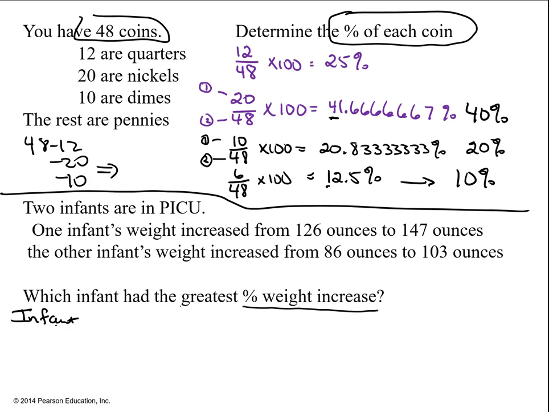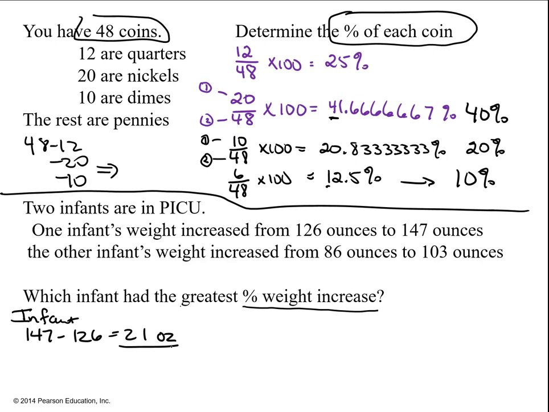You have to subtract them, right? Because the percent weight increase is how much of a change their weight had. So I've got to take 147 and subtract 126, and that is 21. So baby number 1 gained 21 ounces. Now I have to divide. Do I divide by what they started at or at their final? If their final, it's not really comparing what their change was from the beginning.